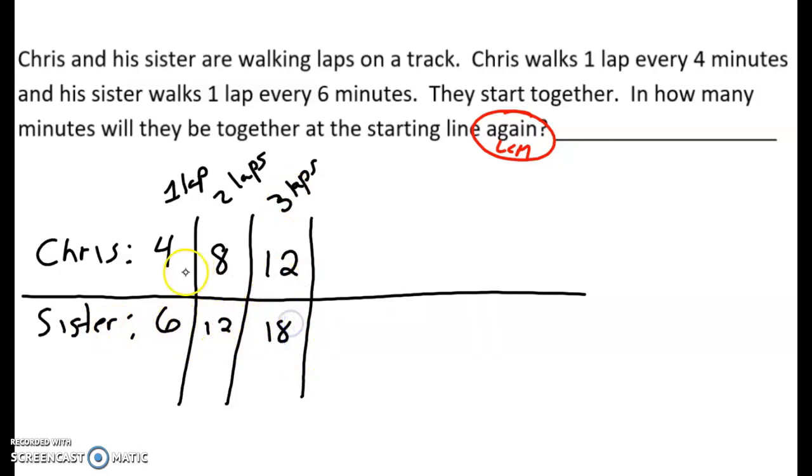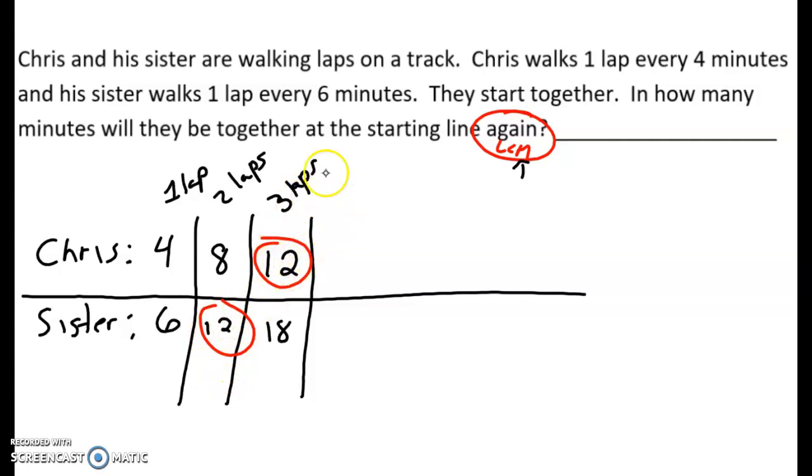Well, what are you doing? Each of these are called multiples. So we need to find the least of the common multiples. When will they be at the lap line together at the same time? Well, look at this. 12 and 12. At the 12-minute mark, they'll both be at the starting line again.